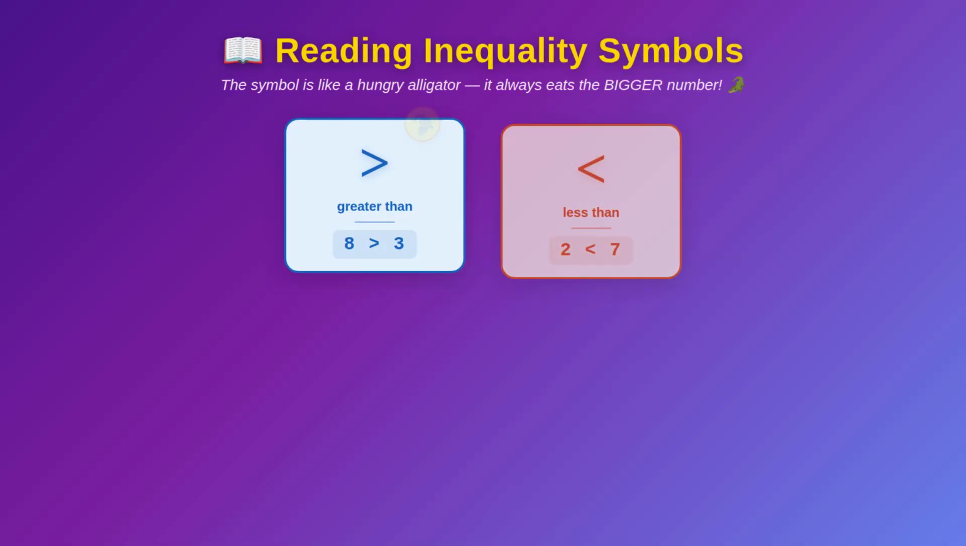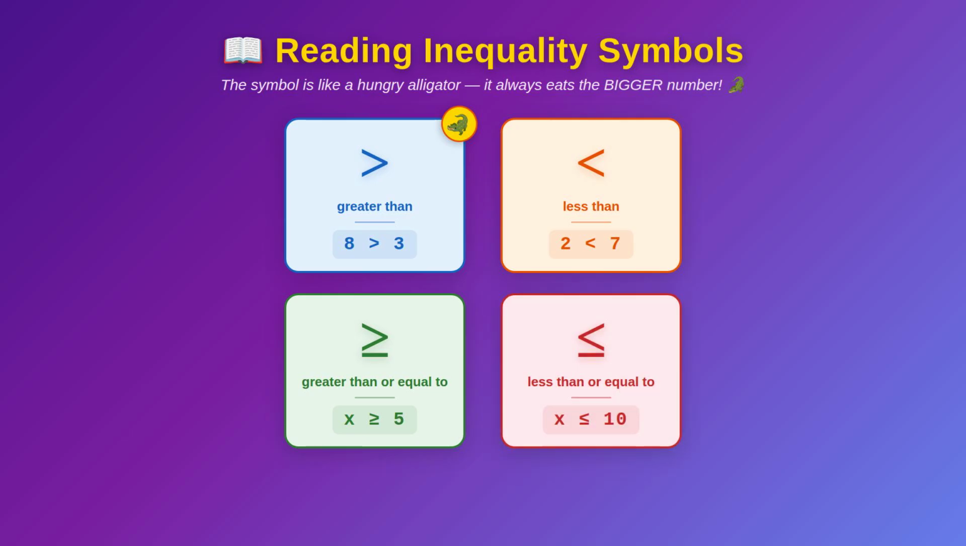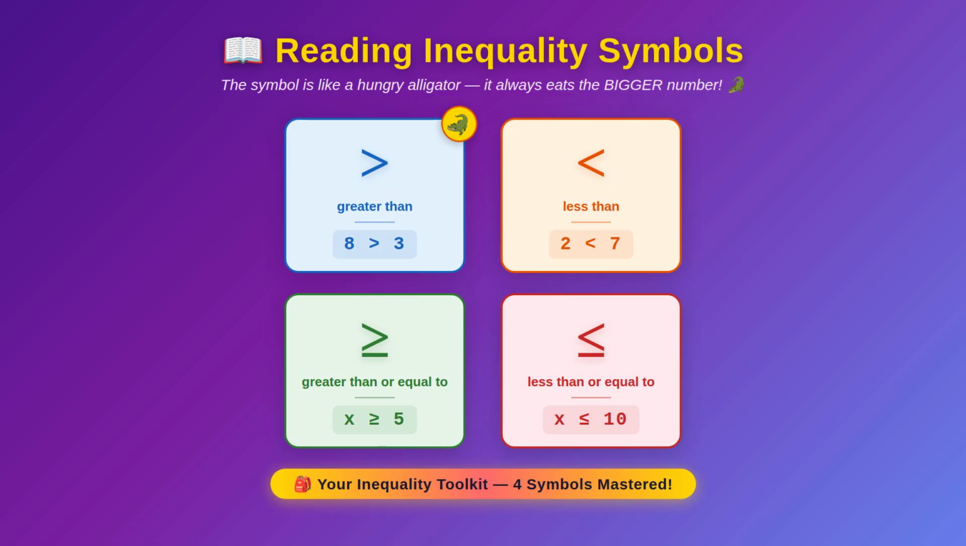Before we solve anything, let's make sure we can read these symbols. Here's a trick Maya learned. The symbol is like a hungry alligator mouth, and it always eats the bigger number. So 8 greater than 3. The mouth opens toward 8. Easy. Now, greater than or equal to, that little line underneath just means we include that number too. Think of it like at least. If you need at least $5 for lunch, $5 works too. These 4 symbols are your inequality toolkit.